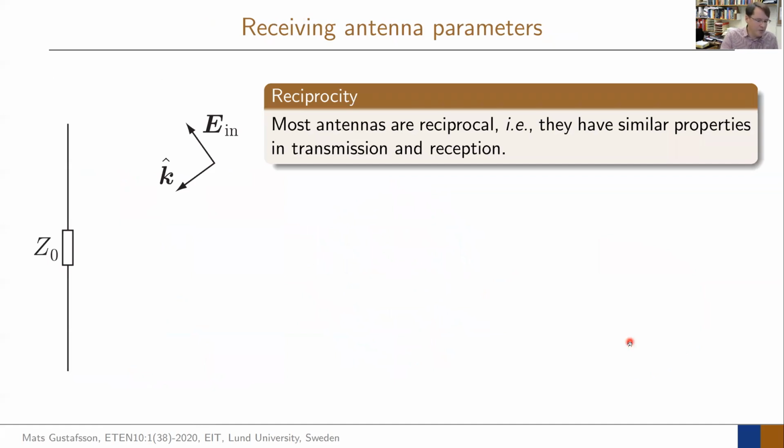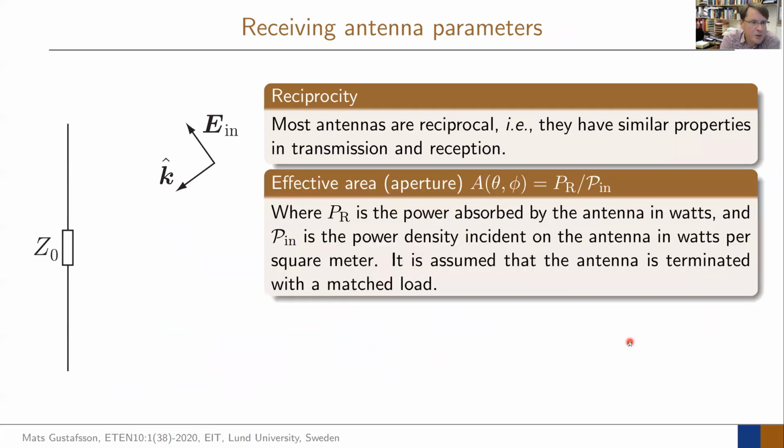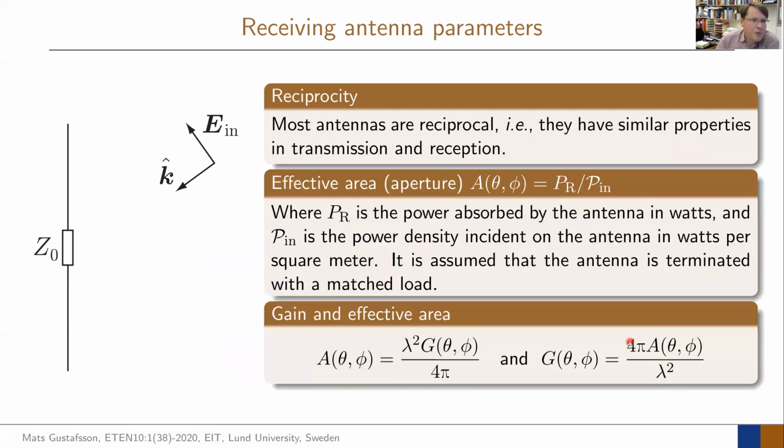And when we go to the receiving antenna as the last thing, or second to last thing, they have very similar properties. And for them, we will define what's called effective area, which says what is the received power compared to the incident power density. And if we take that quotient here, we get the effective area of the antenna. And by reciprocity, that is related to the gain of the antenna. So if you know the gain of the antenna, you know the receiving properties of the antenna, which says how much power can we receive for a given incident field.